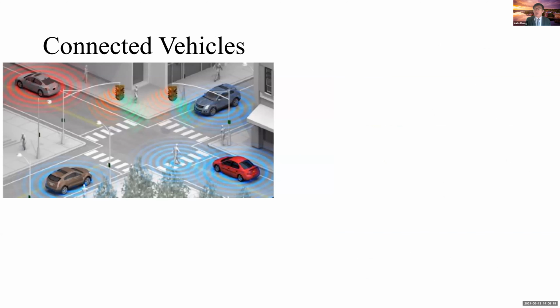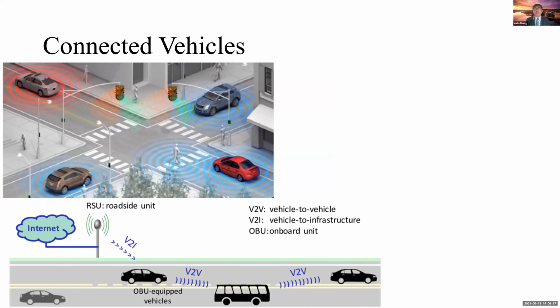Another concept is connected vehicles. The connected vehicle concept was initiated and promoted by the US DOT. Basically, we install communication units both inside the vehicle and on the roadside, and try to communicate and share data in real time between vehicle to vehicle, vehicle to infrastructure, or vehicle to everything.